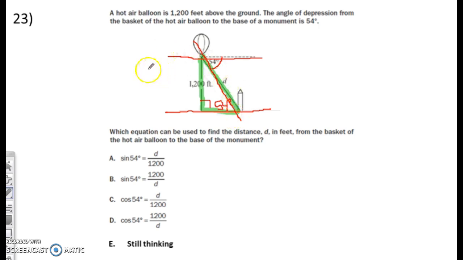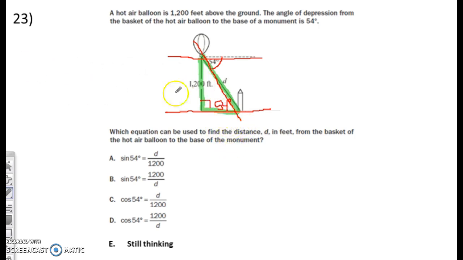The other way you could think about it, if you don't want to think about parallel lines cut by a transversal: if these people in the hot air balloon look down at a 54-degree angle, wouldn't the people down here be looking up at a 54-degree angle? So this angle here and that angle always have to be the same, because whether you're looking down or you're looking up, you're looking at the same angle. So that's the other way you can think about it.